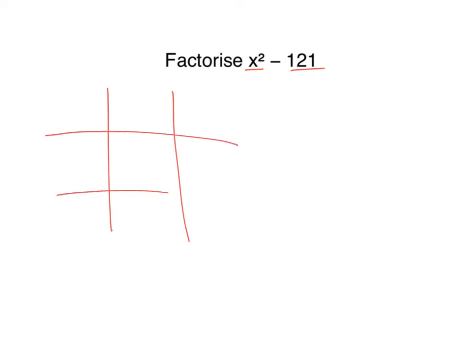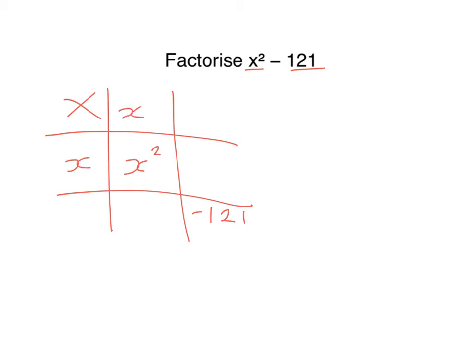So we're going to factorise these quadratics, but they're slightly different because there's only two terms in them. But you'll notice that the first term is a square number and the second term is a square number. So I'm going to show you what you would do in the grid and also the trick. So my grid, it's a quadratic, it's a double bracket. That's x squared and that's minus 121.